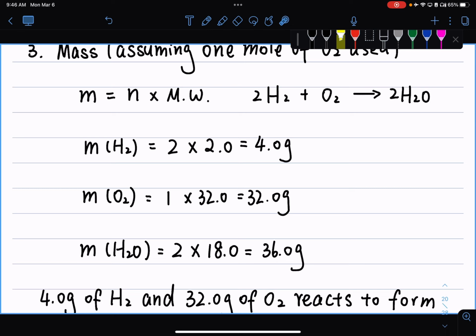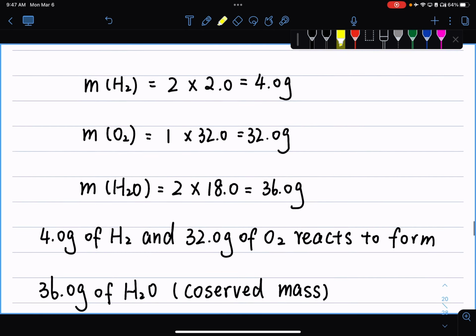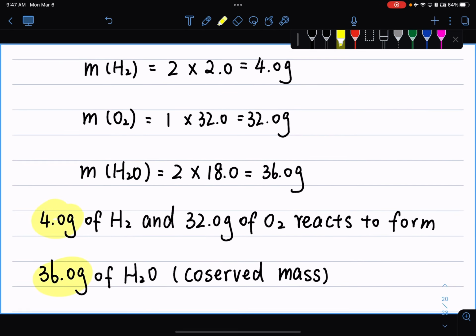So using the mass relationship, we can similarly read out this chemical reaction by saying, hey, we have 4 grams of H2 and 32 grams of oxygen react to form 36 grams of H2O. And in reading it out like this, you might want to just check the mass here. The total mass is always conserved in a chemical reaction.